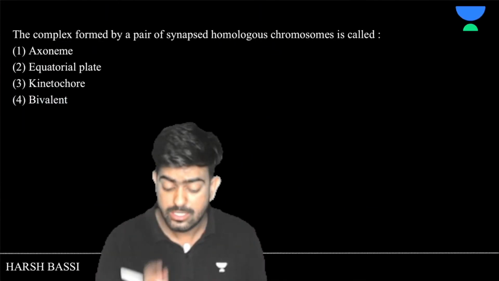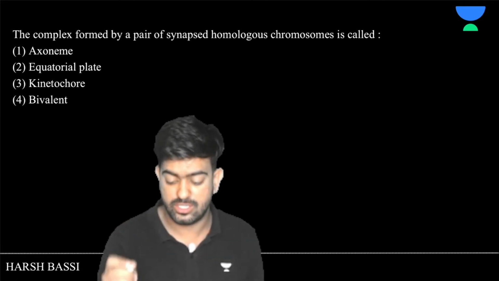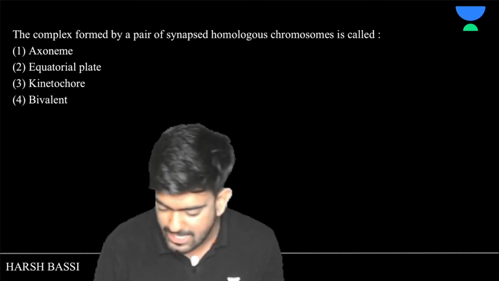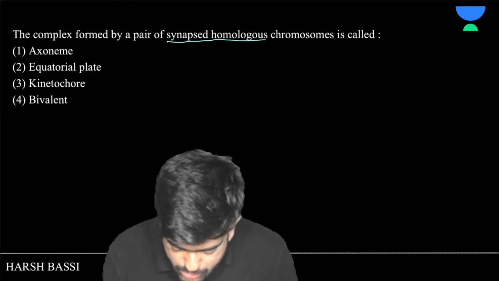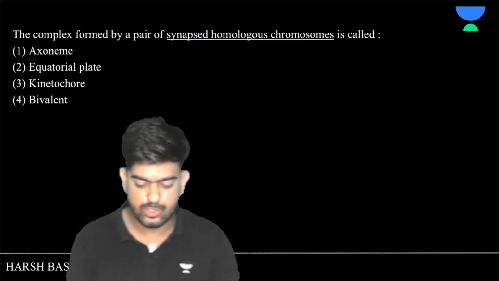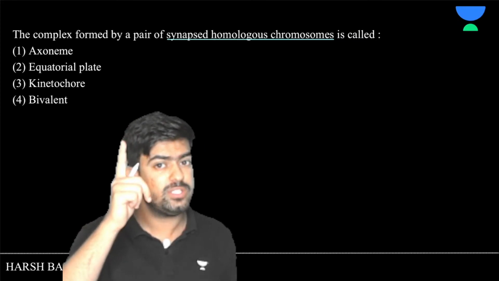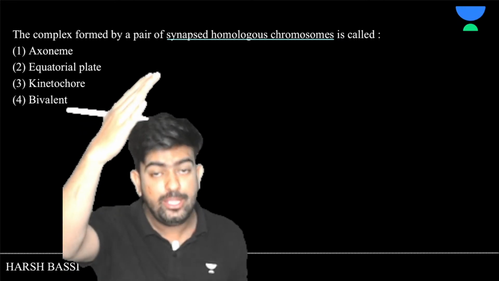And here, this question says the complex formed. This is a very easy question. It was also asked in NEET. The complex formed by a pair of synapsed homologous chromosomes is called. Remember synapsis, where was it formed, sir? It was formed in meiosis 1.